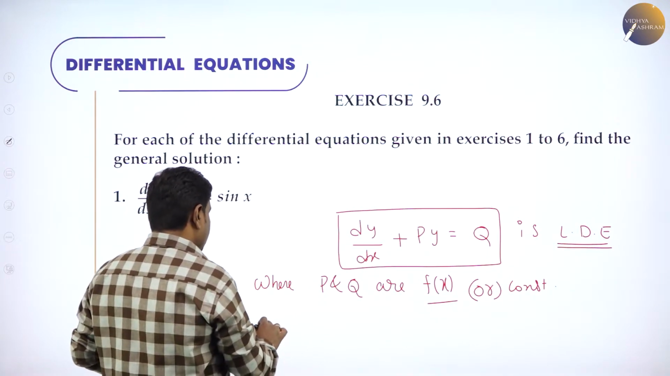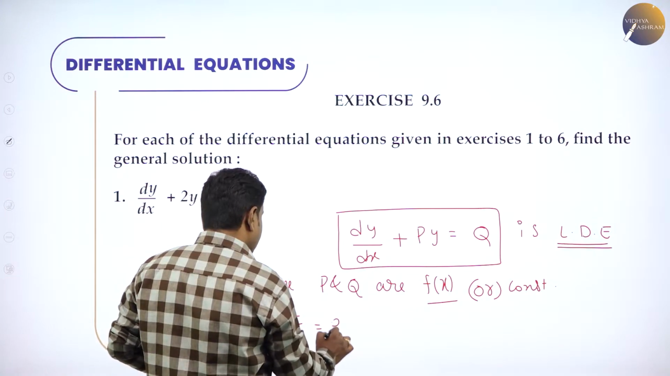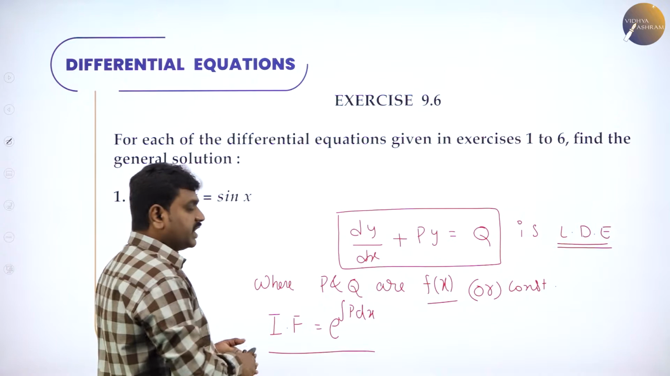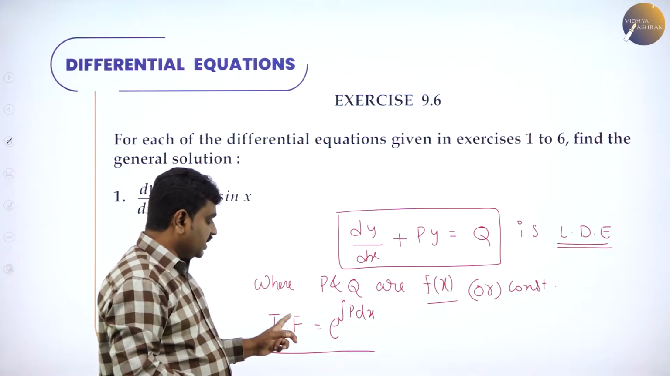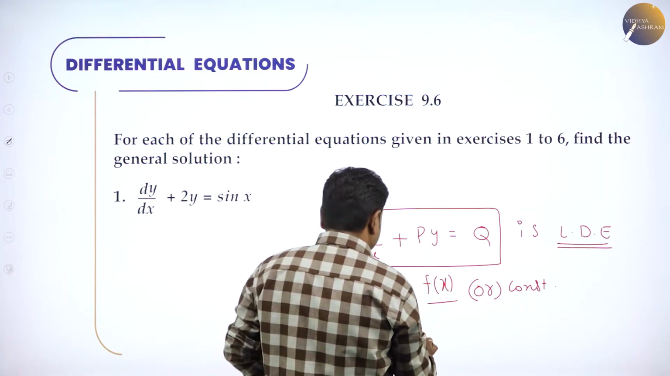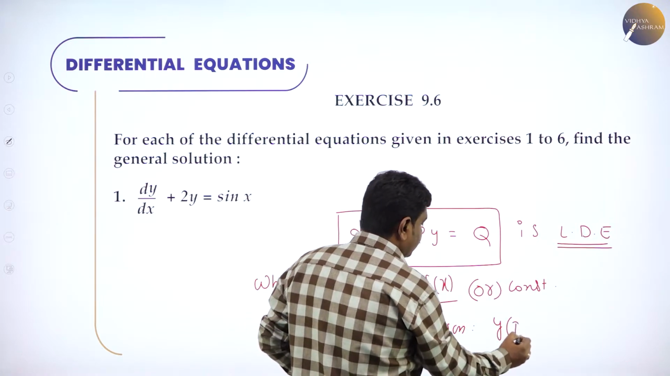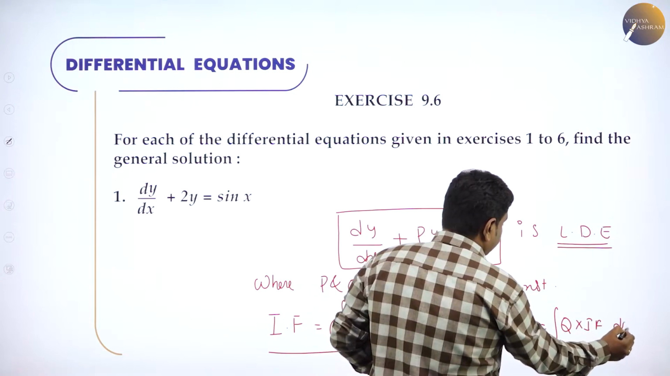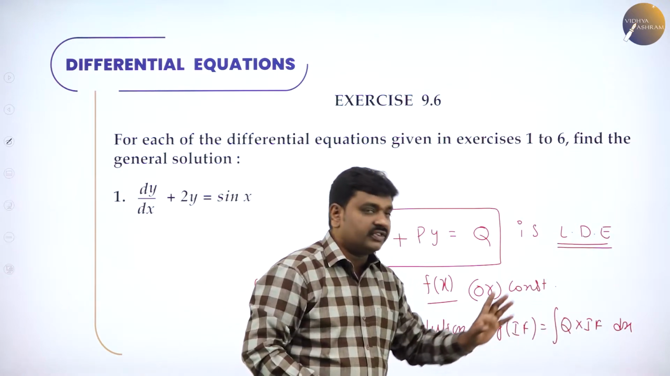For this, first we should find integrating factor IF. Integrating factor IF is e power integration of pdx. First we should find integrating factor. What is integrating factor? E power integration of pdx. IF means integrating factor. And solution. Solution is simple. Solution is y into IF is equal to integration of q into IF dx. What is the solution? Y into integrating factor is equal to integration of q into IF dx.